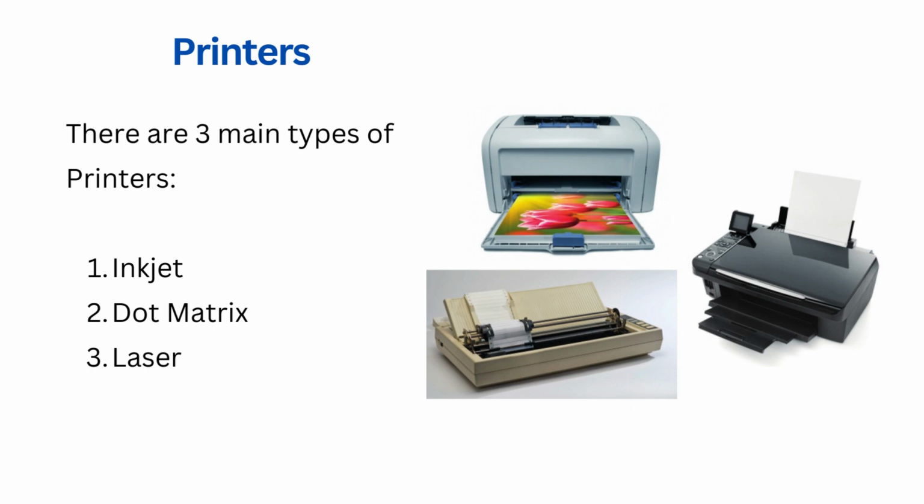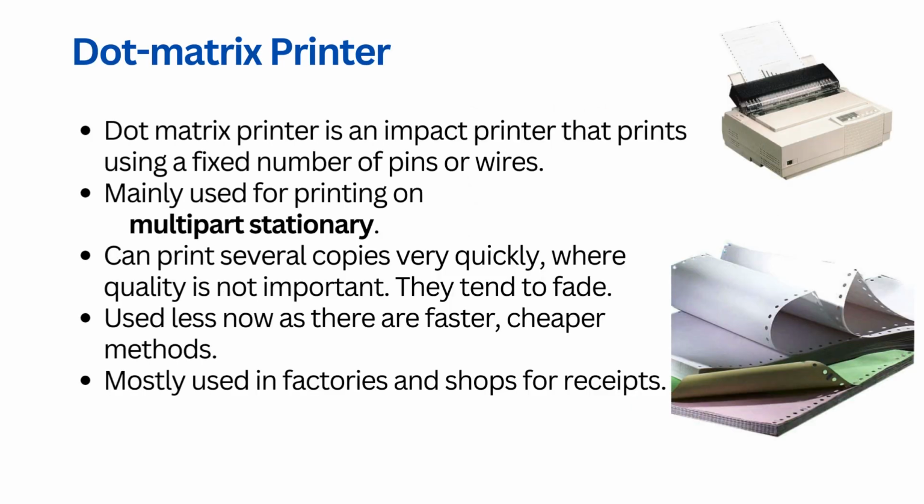Okay, our next output device is the printer. There are three main types of printers that we learn under the IGCSE syllabus. Those are the inkjet printer, dot matrix printer, and laser printer. And let's see how these printers work.